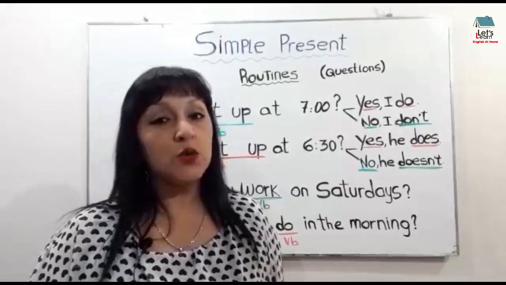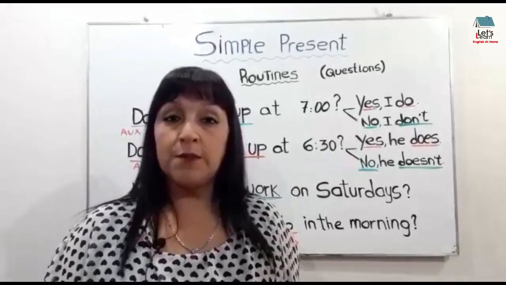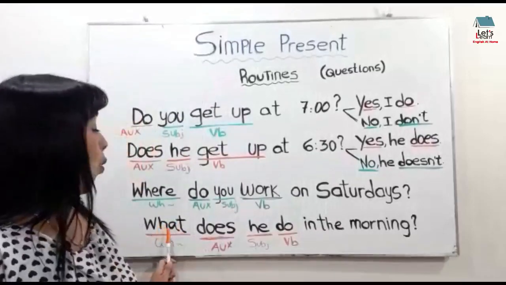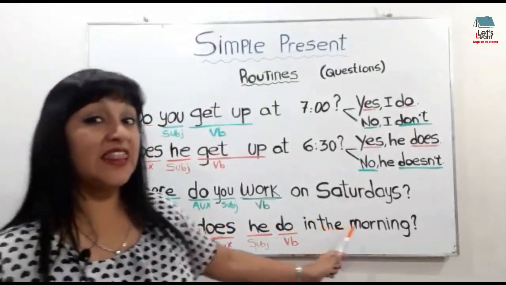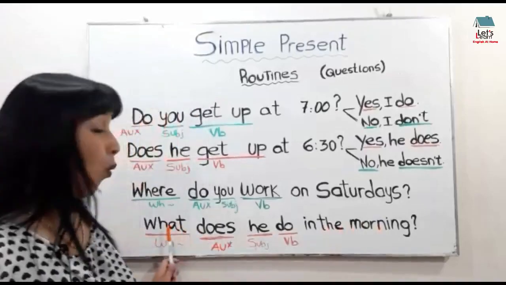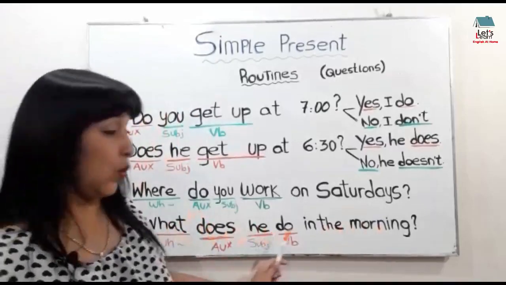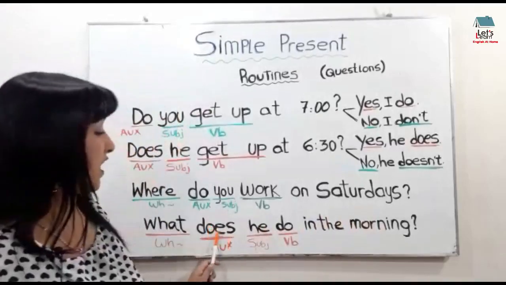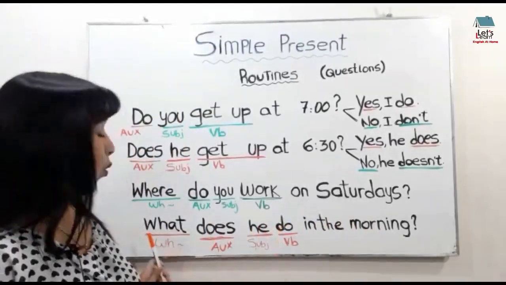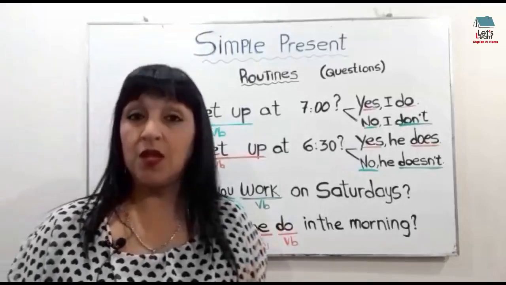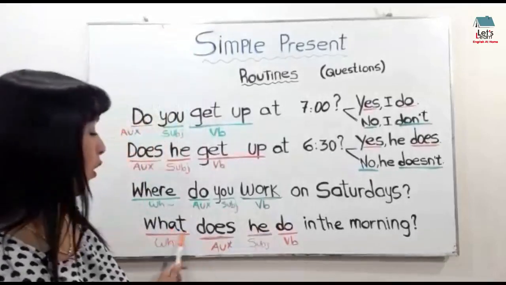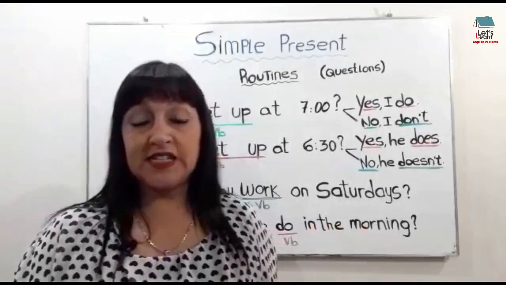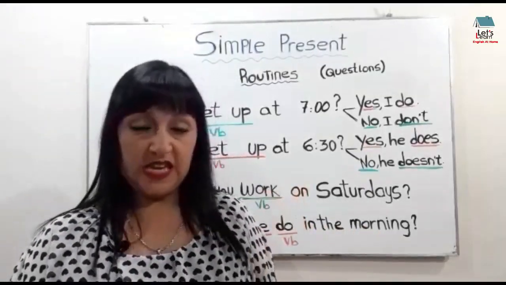Let's have a look at a question with a question word, but in the third person now. Look at this one. What does he do in the morning? What does he do in the morning? The same word order, auxiliary, person, verb, with a question word at the beginning. What? What does he do in the morning? We refer to an activity and a third person singular.